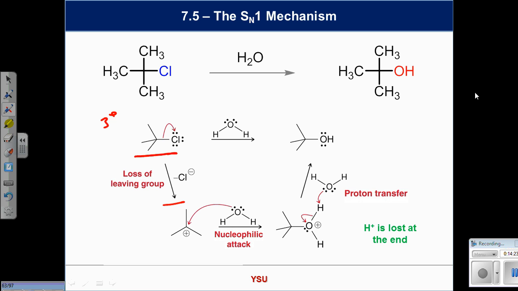You'll see in a second that this is facilitated by this solvent, which is going to allow it to hydrogen bond and help the leaving group break off. That gives me a carbocation. Do you think that carbocation will rearrange? Why not? It's already tertiary. It's as good as it's going to get. So it's not going to rearrange.